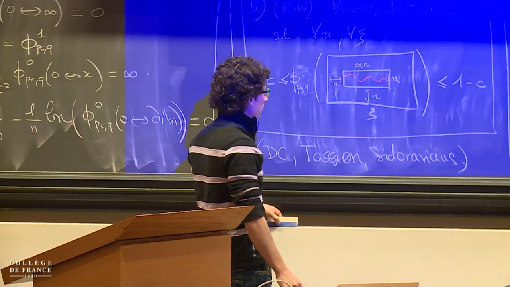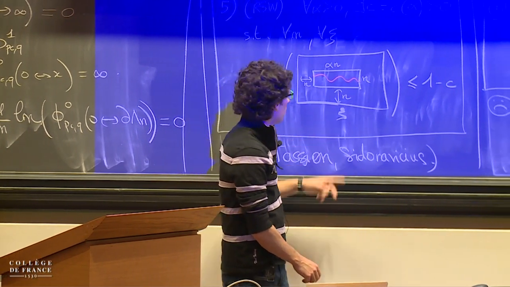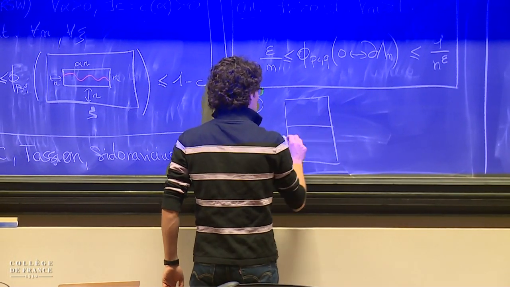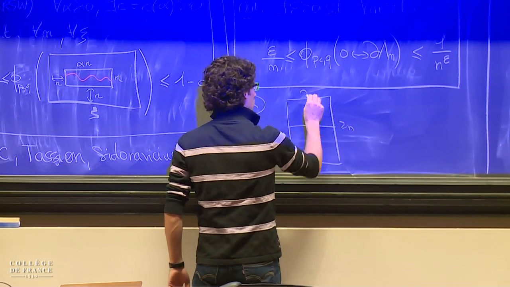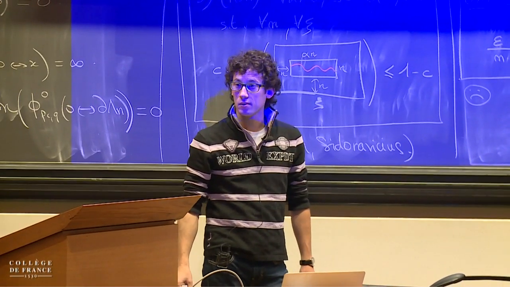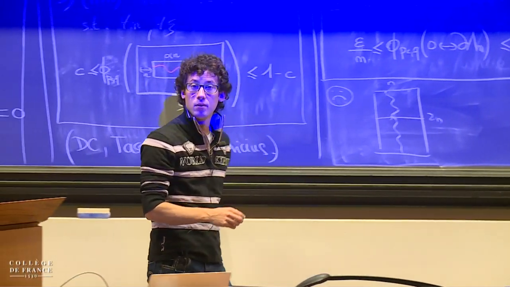So first thing is, well, since you have these things, if you have a path, say you take 2n times n. If you have a path which is crossing a box like that, then one of the points in the middle is connected to distance n.